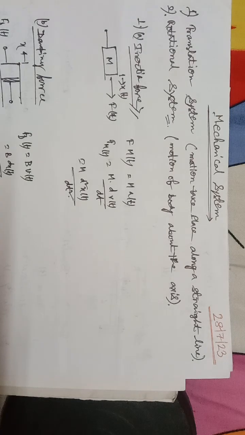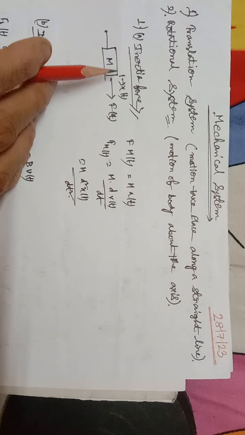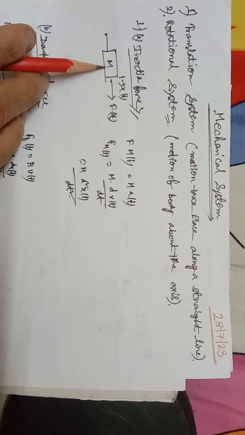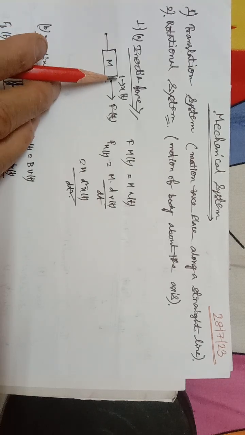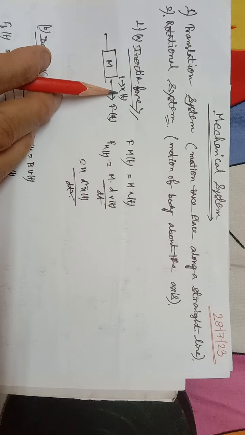Now, the first case we are considering is when the body is at rest, applied to the translational system. Here we have to consider three types of force. The first one is the inertia force. The mass is here, the applied force is f(t), and the corresponding displacement is x(t).